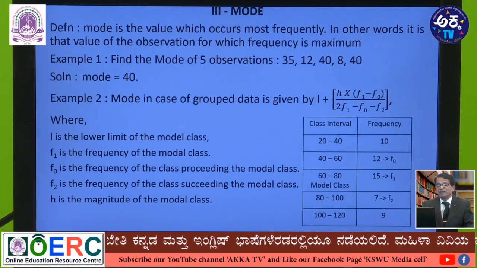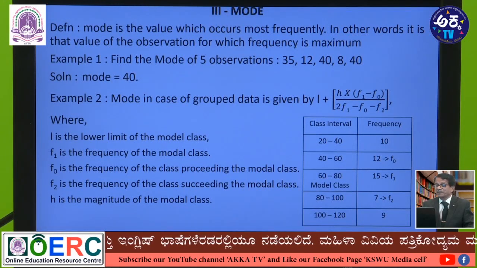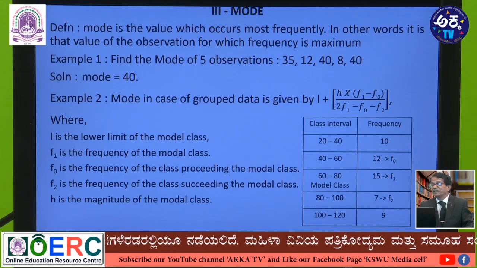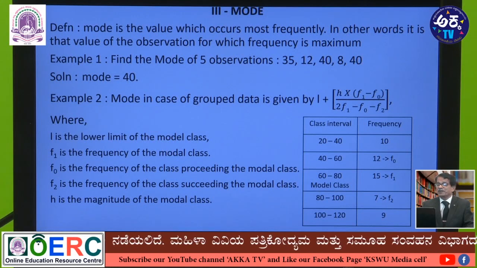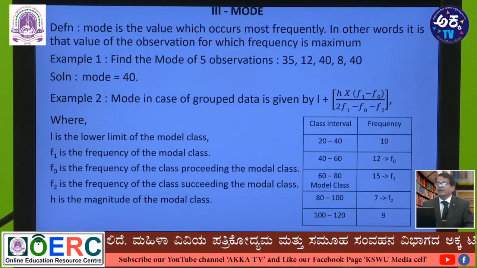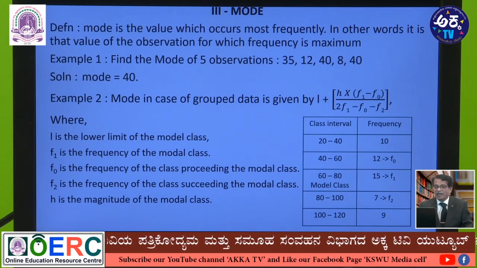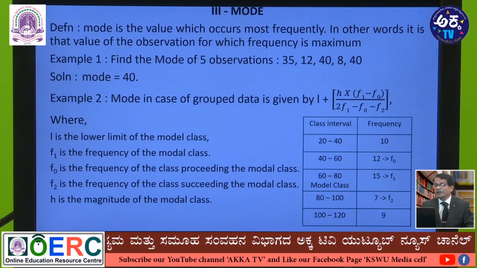If you look at example 1: find the mode of 5 observations. Friends, let us look at the 5 observations: 35, 12, 40, 8 and 40. Here only 40 is repeated twice, all other observations are repeated only once, and therefore 40 is dominating, and so the mode of the given distribution is 40. This is how it goes.